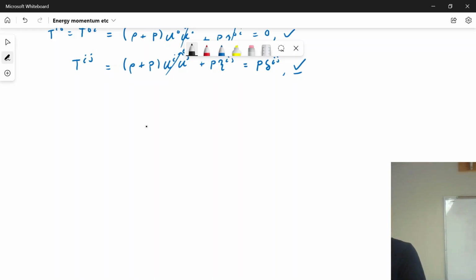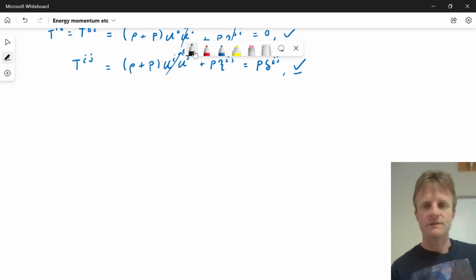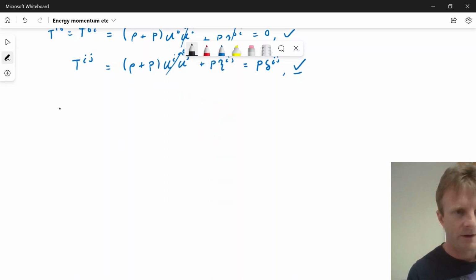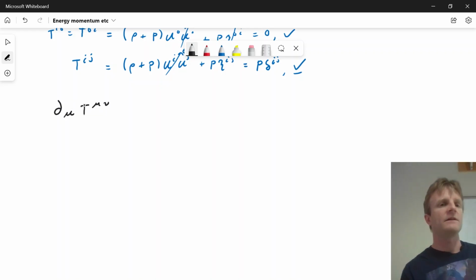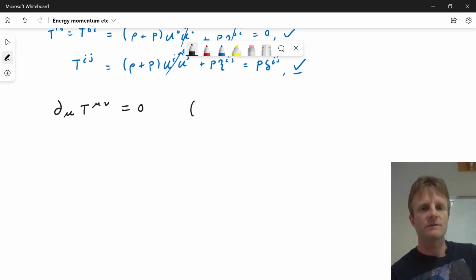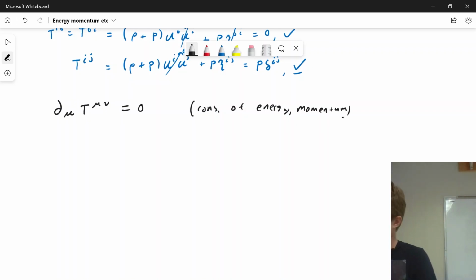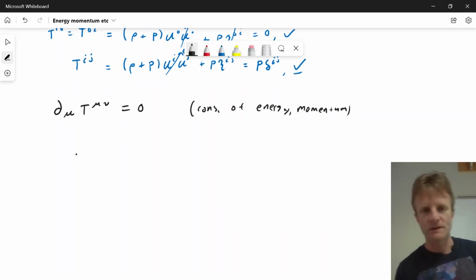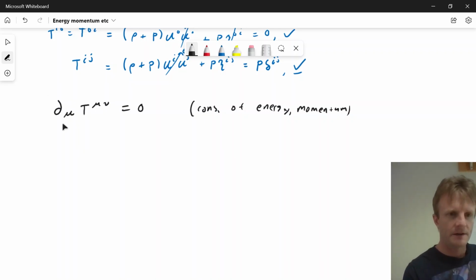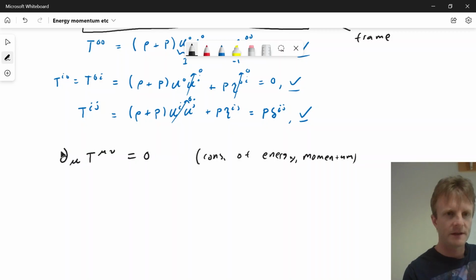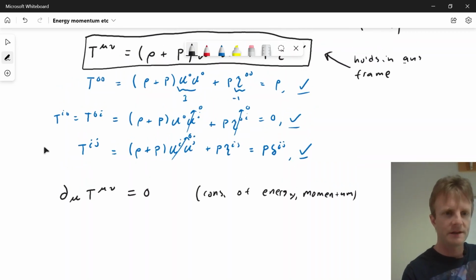There's one more thing I should say on the fluids. Let's think about energy conservation. Remember that we asserted that part of the framework is that it must be true that del mu T mu nu equals 0. This is conservation of energy and momentum. So let's think about what this implies. We can do a little calculation. So let's do it in the example of our perfect fluid up here.